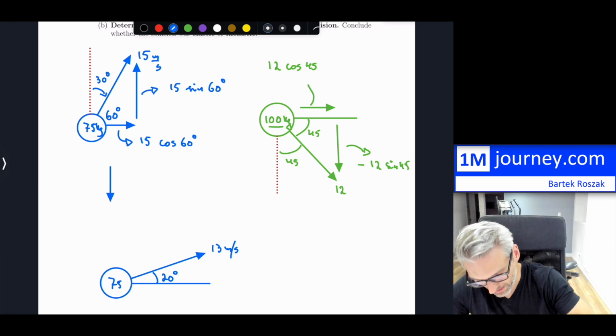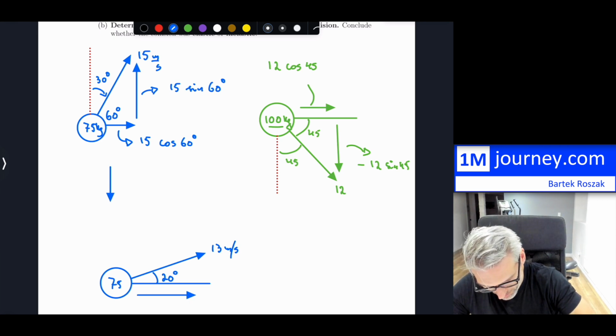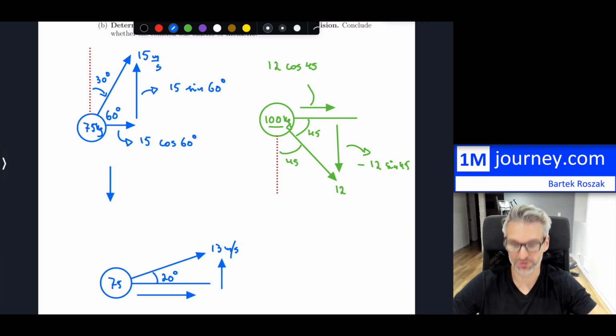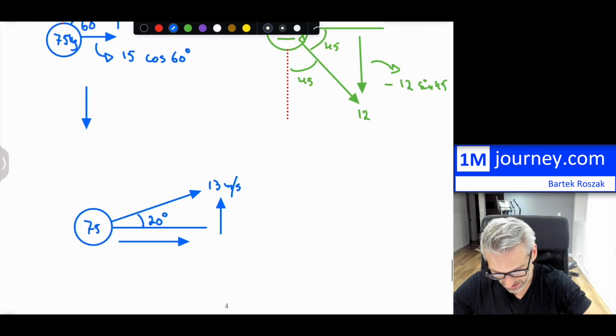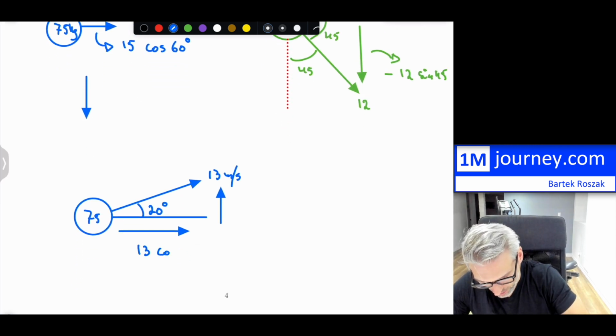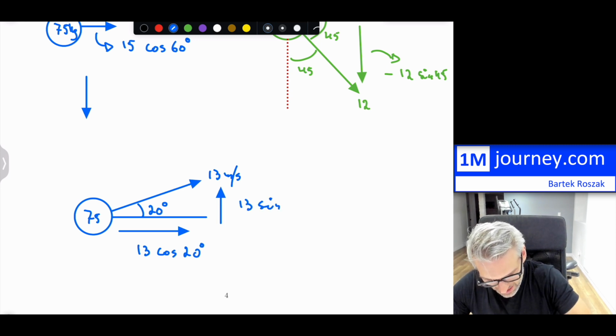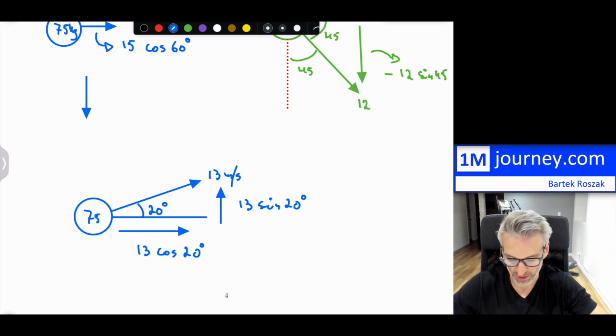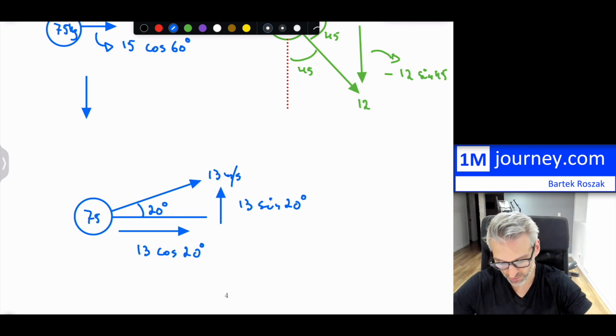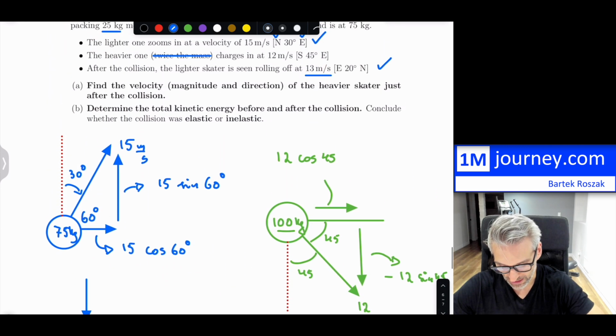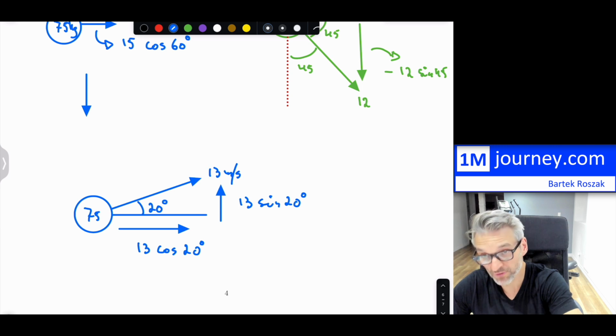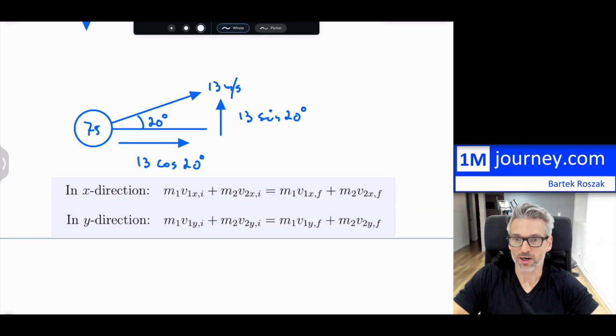So again, I'm going to have two components that I need to calculate. This is going to be 13 cos of 20 degrees, and this one is going to be 13 sine of 20 degrees. Both of them are positive. I have no idea what the final is, which is exactly what I want to find. Now I have all of these, and what I need is the following formula. Voila, here's the formula.